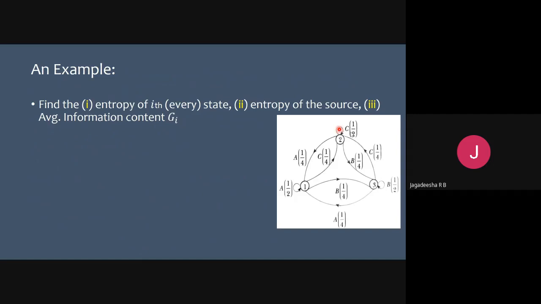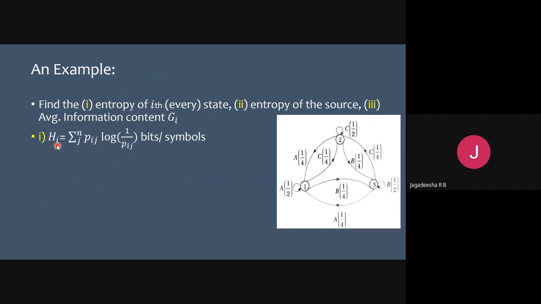Okay, given a state diagram or transition diagram, how do you find the entropy of every state? How do you find the entropy of the source? And how do you find the average information content Gi? So based on the previous equations we are applying them here. Okay, we will start with the first one, the entropy of a state.